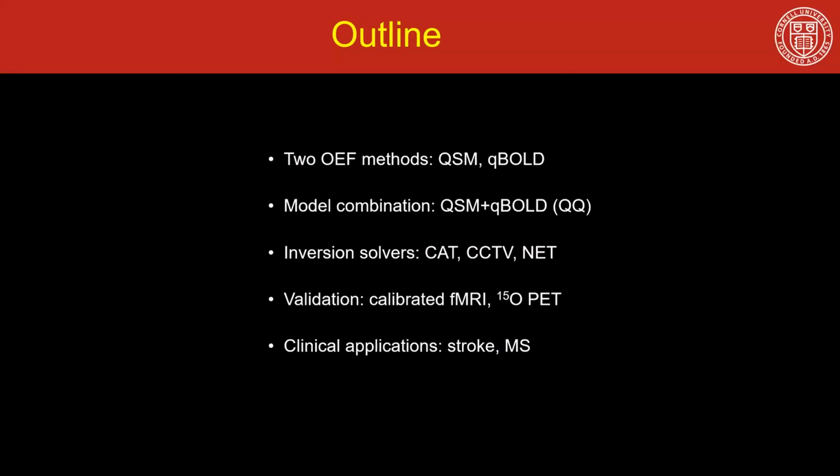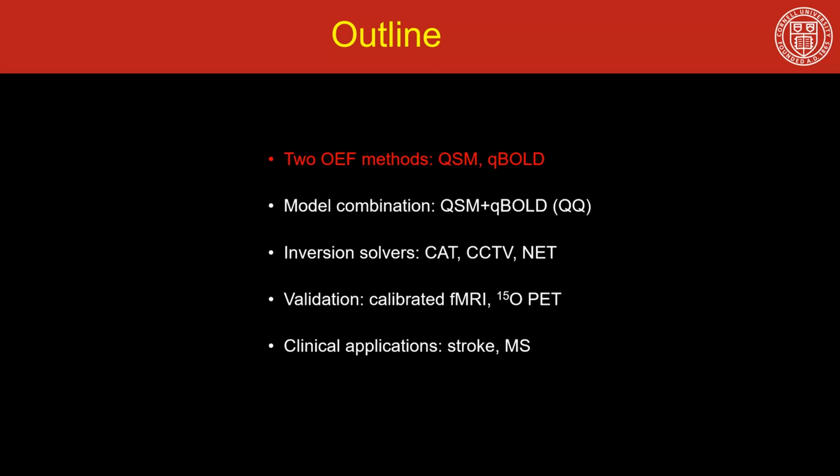And here is the outline. First, I will go over two OEF methods without vascular challenges, QSM and qBOLD, and then I will talk about why and how we combine those two and how we improve the robustness of the combined model against the noise using machine learning algorithms like CAD, CCTV, and deep learning net. Then I'll talk about the validation of QQ with calibrated fMRI and 15O PET. And at the end, I will go over our initial clinical experiences in stroke and multiple sclerosis.